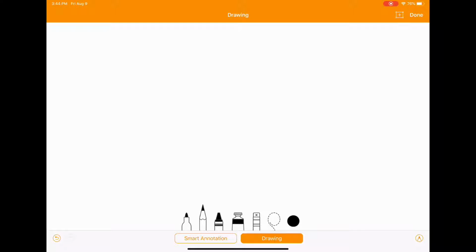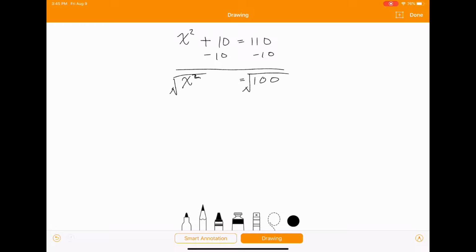So let's go ahead and run through a full example. Let's just say we've got, let's do x squared plus 10 equals 110. So again, you're going to subtract 10 from both sides. And x squared equals 100. And then at this point, we've got a squared that we've got to get rid of. So you take the square root of both sides. And that square root and that squared will cancel, so you'll be left with x.